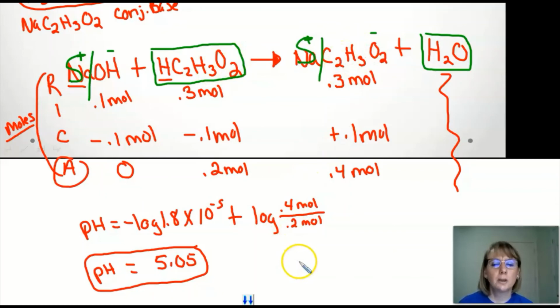When you go past the buffer capacity, that would have been the case if we had added 0.4 moles here. If we had added 0.4, our smallest number would have been the acetic acid, and we would have what we call busted the buffer, and the pH would have shot way up in this case. So the pH just goes shooting way up or shooting way down. So now we're going to look and see what it would look like if we were to add an acid into this.